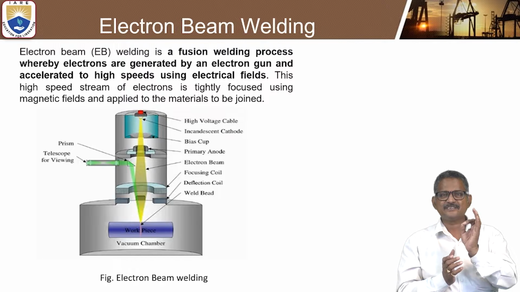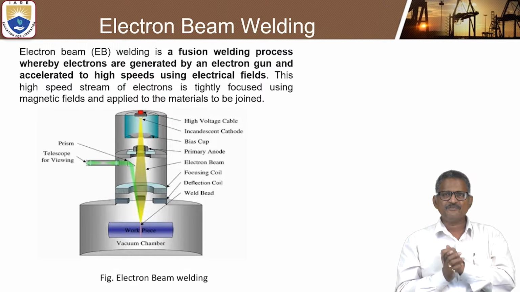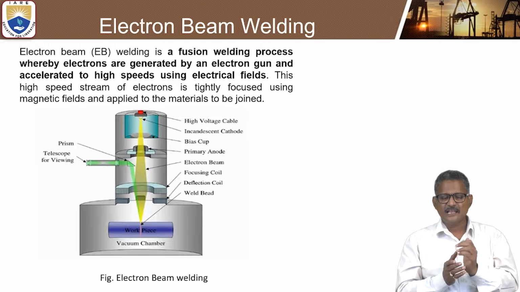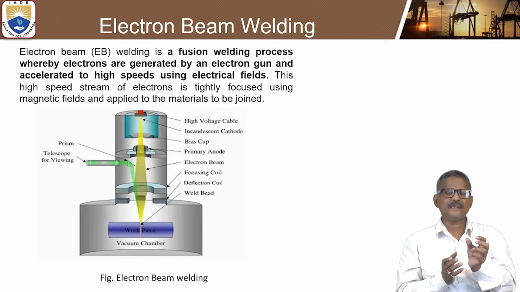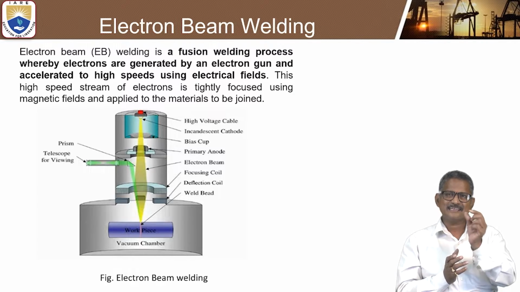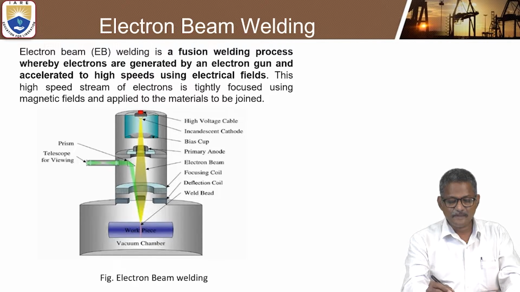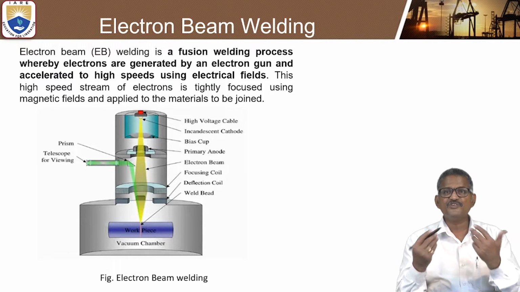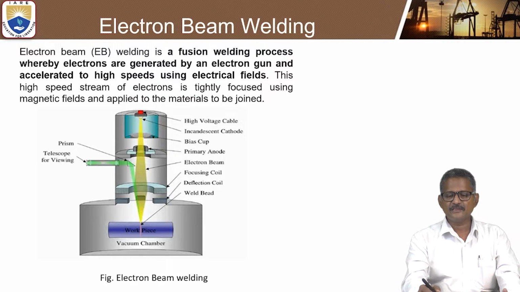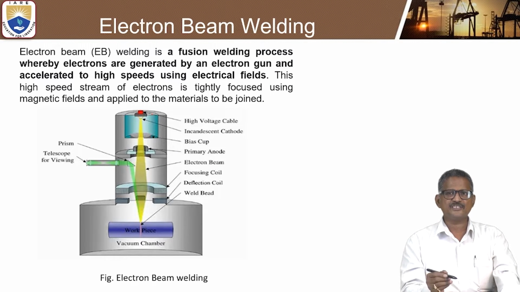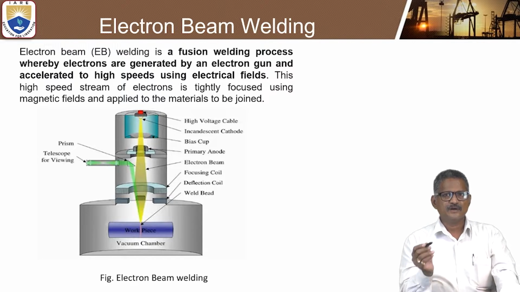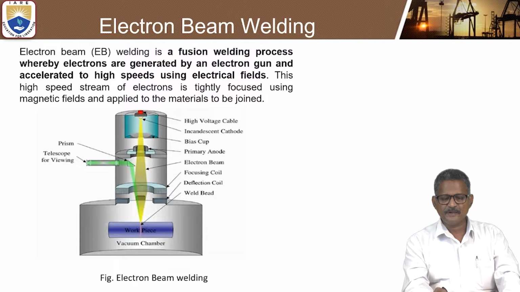Look at the three-dimensional diagram of electron beam welding. Let us see the various components and construction features of electron beam welding. Generally, there is a prismatic and telescope for viewing, and a high voltage cable. The red signal is the high voltage cable, and there is an incandescent cathode. So there will be a cathode and bias cup, a primary anode, and the electron beam.